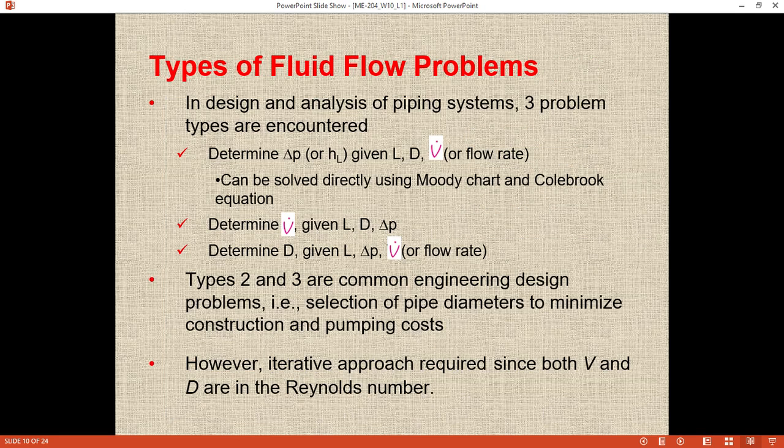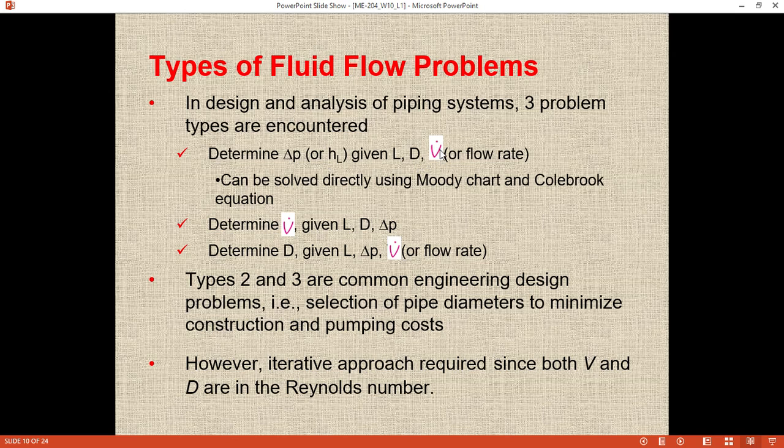So let's see the type of problem we normally come across in fully developed laminar flow. If the fluid is passing through a pipe and the flow is fully developed, laminar or turbulent, these are the types of problems we normally face in practical life. Sometimes we determine delta P or head loss when these items are given, and this also can be unknown.